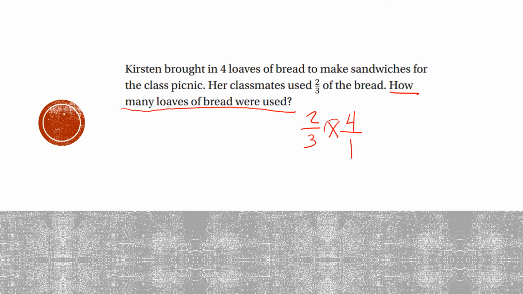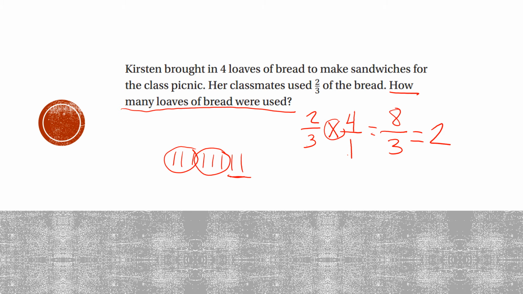So add a 1, multiply. 2 times 4 is 8. 3 times 1 is 3. I've got 8. 1, 2, 3, 4, 5, 6, 7, 8. How many groups of 3 can I make? 2 groups with 2 left over. So the answer is 2 groups with 2 left over out of 3, 2 and 2/3 loaves were used.